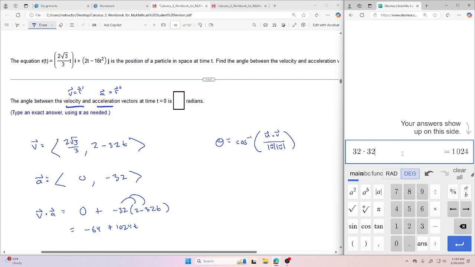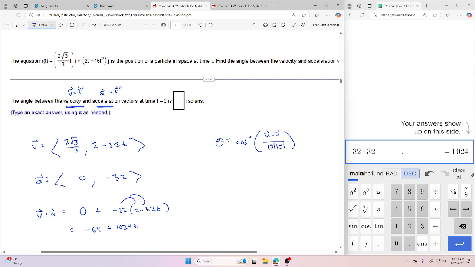32 times 32. Boom! That's what programming will do to you. When you program enough, you just know powers of 2 really well. Yeah. Anyway, so this is my dot product that I'm going to be putting up there.